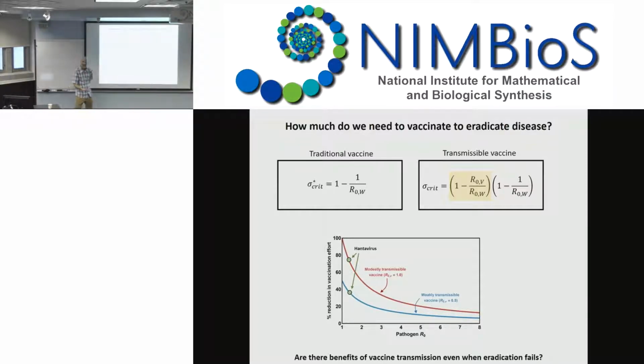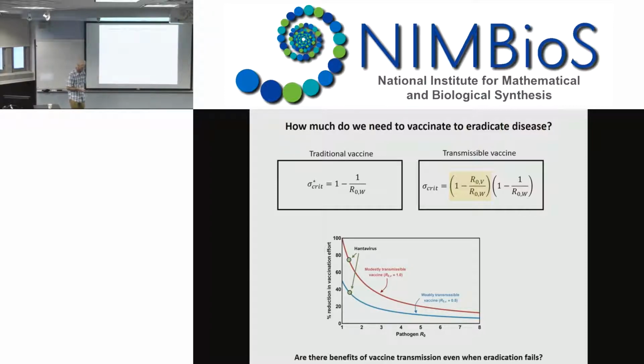The other take-home message here, though, is that these transmissible vaccines, at least weakly transmissible vaccines, aren't going to be very effective if we use them against infectious diseases that have relatively high R naughts, okay? So maybe we've narrowed down the scope here a little bit into the kinds of infectious diseases against which these will be effective.